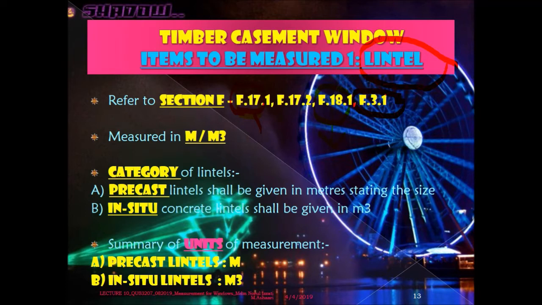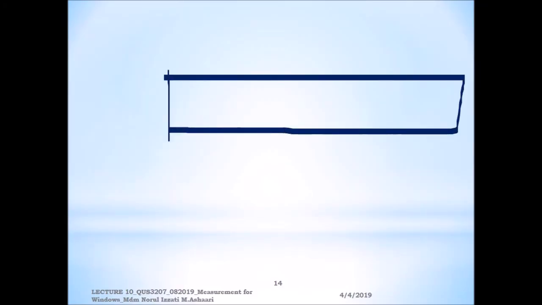Okay. Right, we look at the first category. If the lintel is made from precast, you have to measure in meter, stating the size. If the lintel is made from in situ, you have to refer to F.3, basically have to be measured in meter cube. Okay, so this is the summary. So normally it is something like this. If let's say this is your lintel, sorry, this one should be this.